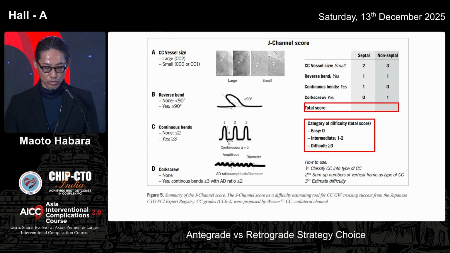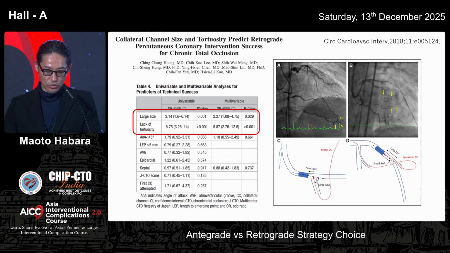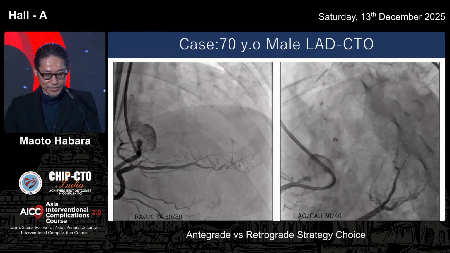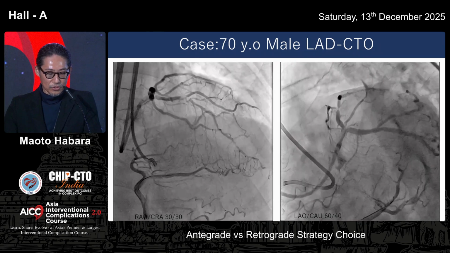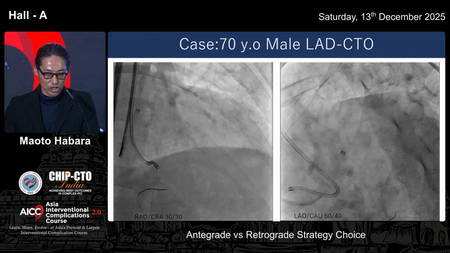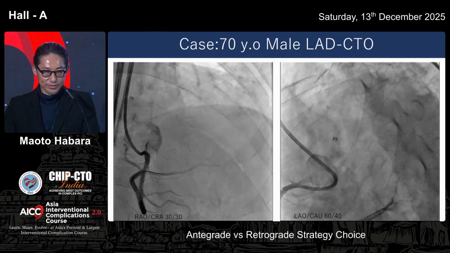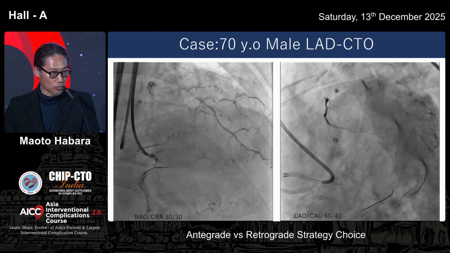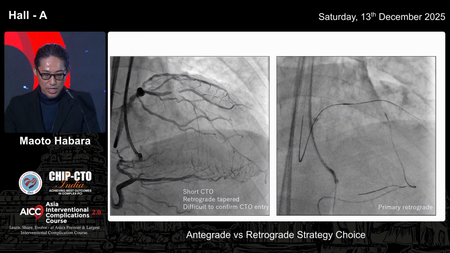Depending on those findings, we usually check the scoring, the total score. 0 is easy to negotiate a guidewire, 1 or 2 is intermediate, and 3 is difficult. And the angle is also important. I will show one case. This is an LAD CTO. Of course, IVUS-guided wiring is also one option. However, the CTO exit is very difficult to confirm. Very narrowing. That's why we started with a retrograde approach.